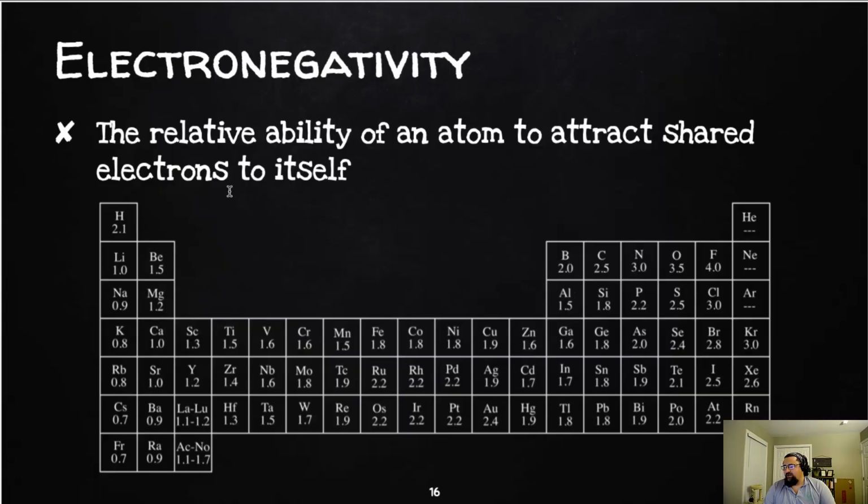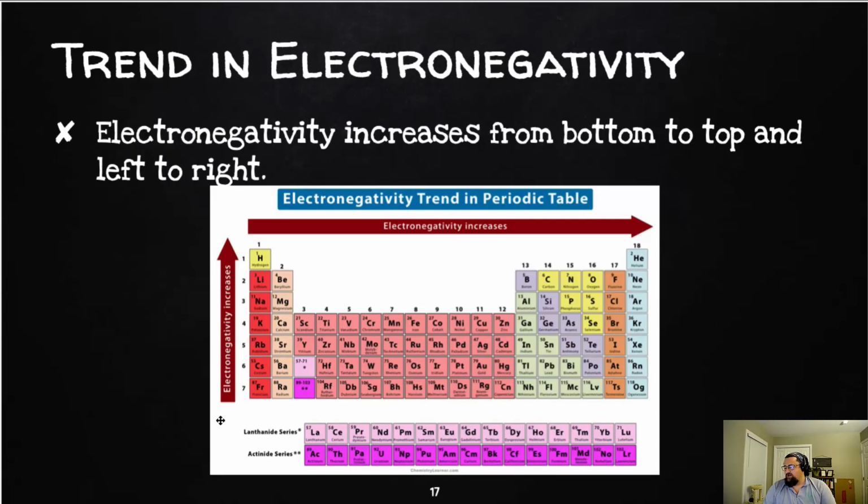All right. And as we look at these numbers, what we can notice is that there's a trend. The trend goes, it increases going up and to the right. It increases from bottom to top and left to right, which again, like our ionization energy, is opposite sides, which makes perfect sense because the thing that attracts these electrons is that positive nucleus. And so the smaller the atom, the more it can pull the electrons towards itself.